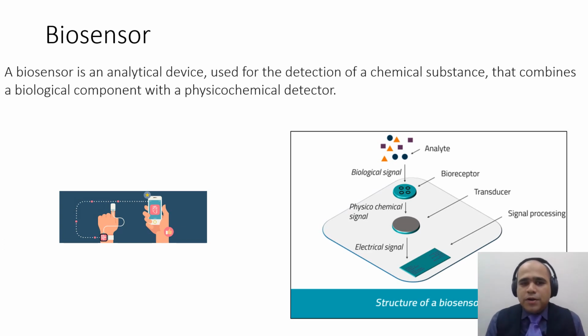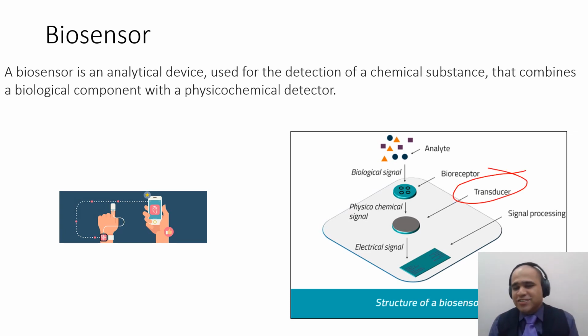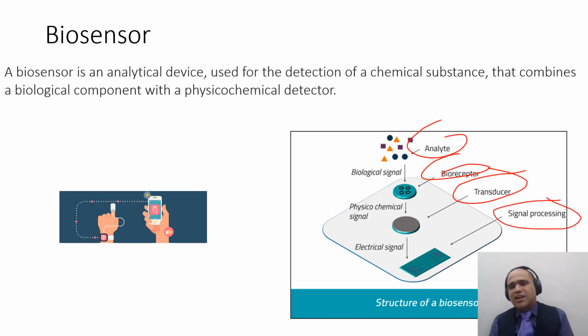Next, a very important topic is biosensors. These sensors contradict my earlier definition of transducers. Biosensors have an analyte, then a bioreceptor, a transducer, and finally a signal processing unit, and everything is packed in a very small package.